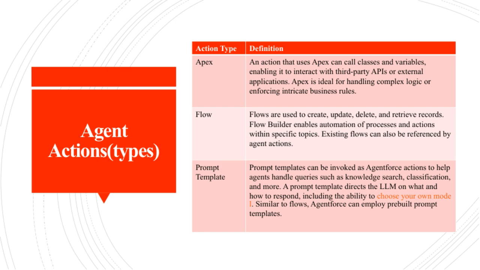These can be invoked as Agentforce actions, assisting agents with handling various queries, such as searching knowledge bases or classifying information. A prompt template essentially guides the large language model on how to respond, including selecting the appropriate model. Similar to flows, we can use pre-built prompt templates within Agentforce, making it easier to deliver consistent and accurate responses. Overall, understanding these different action types helps us tailor our automation and interaction strategies, ensuring we meet our business needs efficiently and effectively.